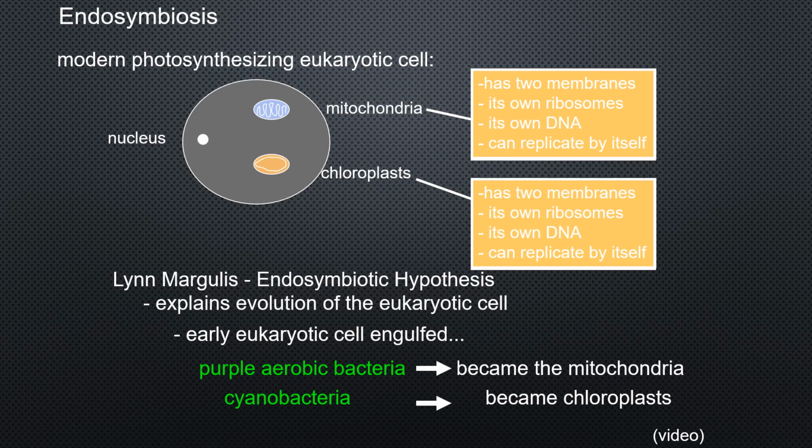So it's thought that that occurred, and then later the eukaryotic cell that already had a mitochondria engulfed a cyanobacteria, which we talked about before. The cyanobacteria can photosynthesize, and so those functions then became the chloroplast. And again, that means that it has two membranes, like a chloroplast does. It has its own ribosomes, its own DNA, and can replicate by itself. So all that evidence led Lynn Margulis to come up with the endosymbiotic hypothesis.